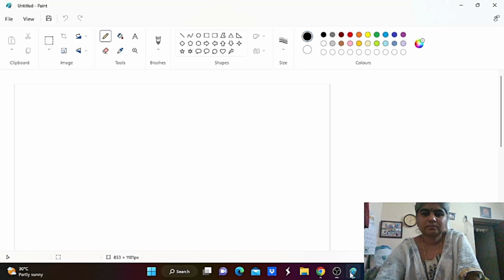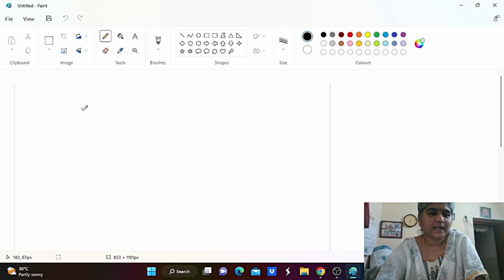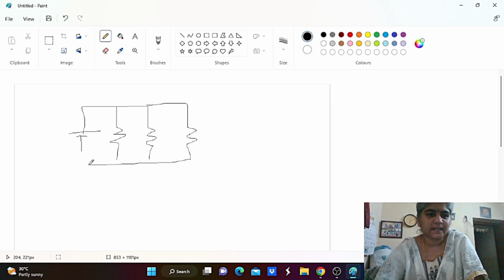Hi viewers, let us see the resistors connected in parallel concept. We can consider more resistors connected in parallel. What is the total resistance value or equivalent resistance value? We can find it. So let us consider a volt power source, a battery, connected in parallel with this number of resistors. Here I take 3 resistors connected in parallel.